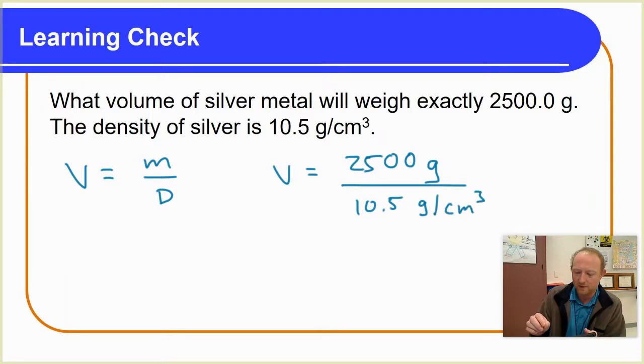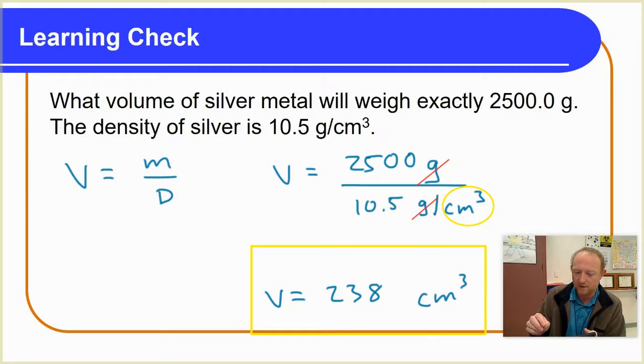Now, in this particular problem, I want to bring attention to those units because the gram will cancel gram. So grams divided by grams. The only unit left standing is your volume, cubic centimeters. So when you calculate the volume of your silver, that will be your final unit. So let's go ahead and divide those two numbers. And we calculate a volume, with a little bit of rounding, of about 238 cubic centimeters. Put a box around it, that's your final answer.